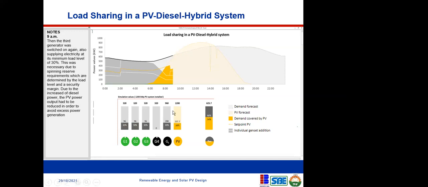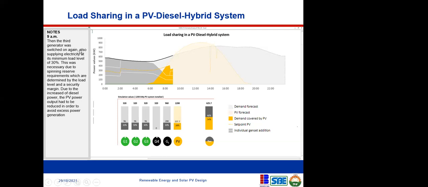So now let us see what is actually also happening here. Now the demand has also increased. Okay. Now what you're going to see is that the third generator has come up. Look at it here. The third generator was switched on at 9 a.m. The third generator was switched on.